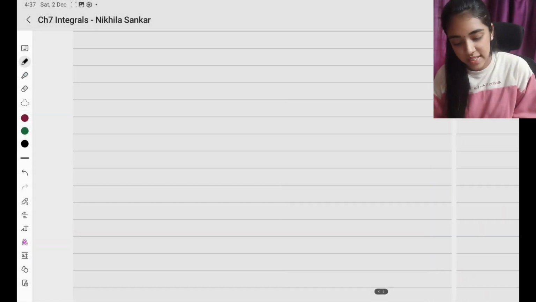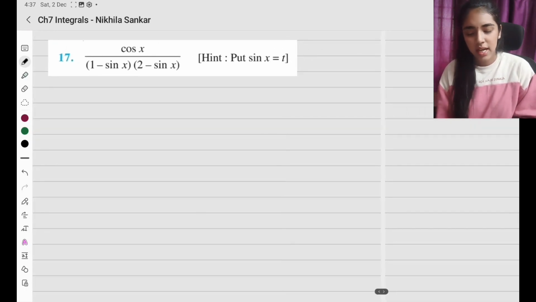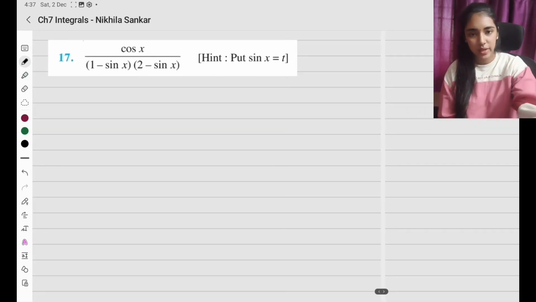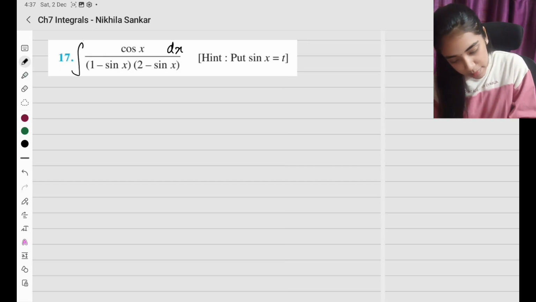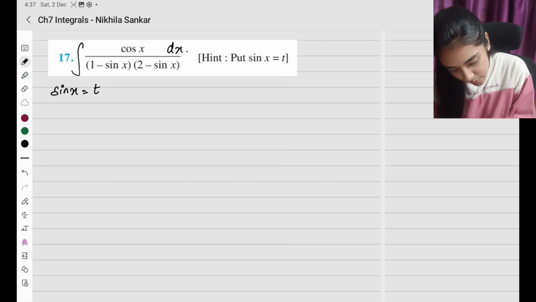Number 17. Here we have sine and cos, so we can use the substitution method easily. So this is the integral of dx. I'm going to put sin x equals t, so I have cos x dx equals dt.